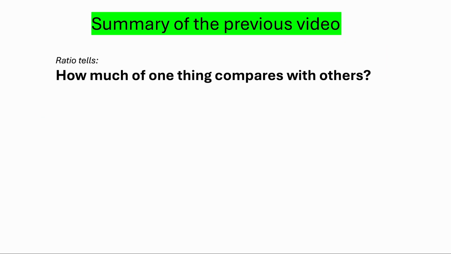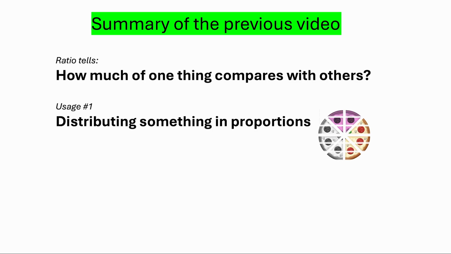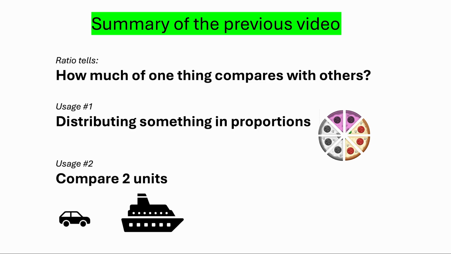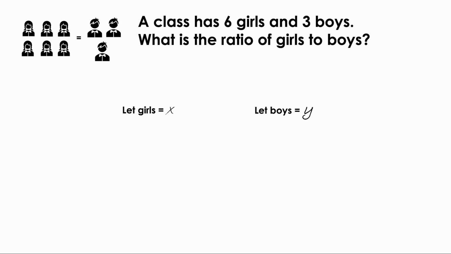Let's summarize the previous video. There we discussed that ratio means how much of one thing compares with others. We also understood the usage. For example, we can use ratios to distribute something in proportion, or we can also use it to compare two units. We did one example as well wherein a class had 6 girls and 3 boys.